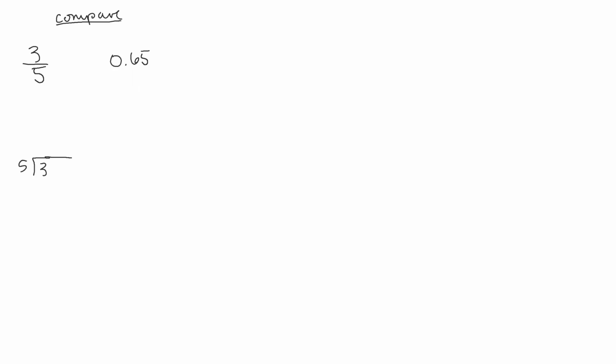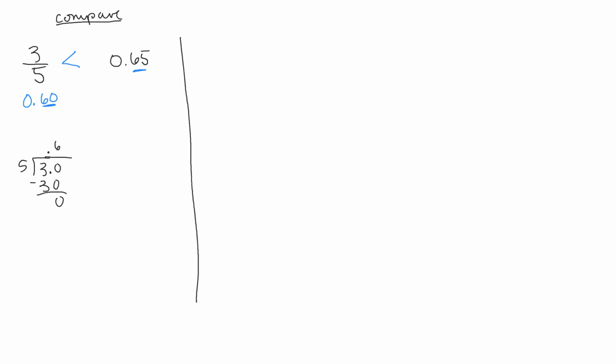Okay, well, 5 won't go into 3, but it will go into 30. 5 goes into 30 6 times. 6 times 5 is 30. So we could say that 3/5 is equivalent to 0.6. Now, when we're comparing decimals, remember, we just need the same number of decimal places. So I can go ahead and add a 0 after this, and then I'm just comparing 60 and 65. Well, which is bigger? Well, 65 is bigger than 60, so that tells me 3/5 is less than 0.65.